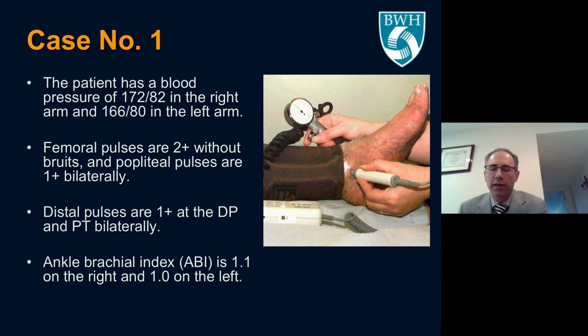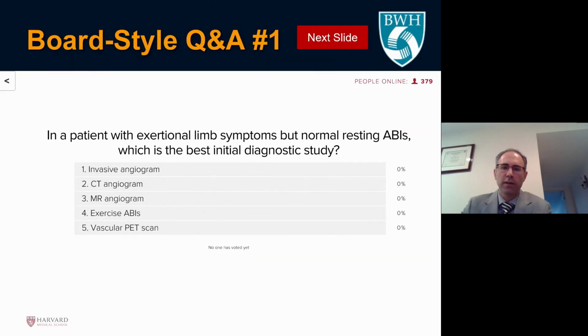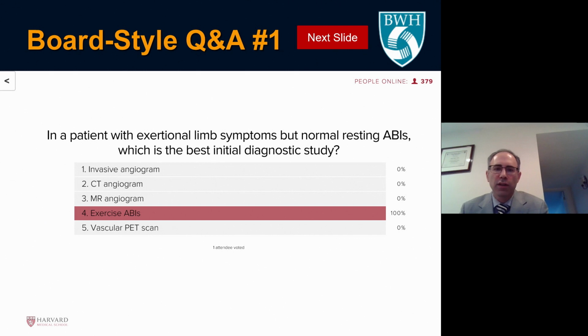The ankle brachial index is measured in the office, and we'll go through that a little bit, but it comes out to be 1.1 on the right and 1.0 on the left. So normal at rest, and yet his symptoms really do sound like they're claudication. So what do we do in this case? In a patient with exertional limb symptoms, but normal resting ankle brachial indices, what's the best initial diagnostic study?